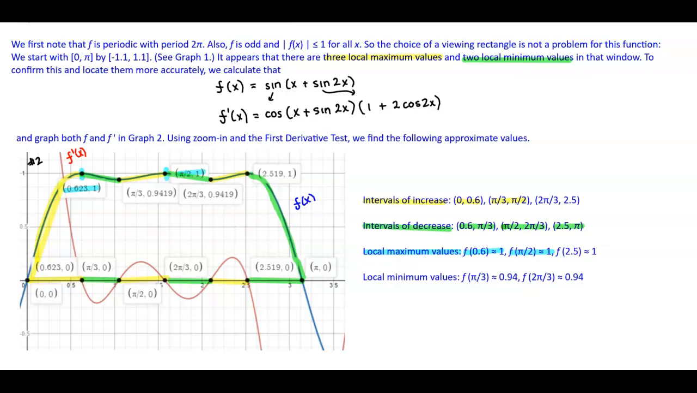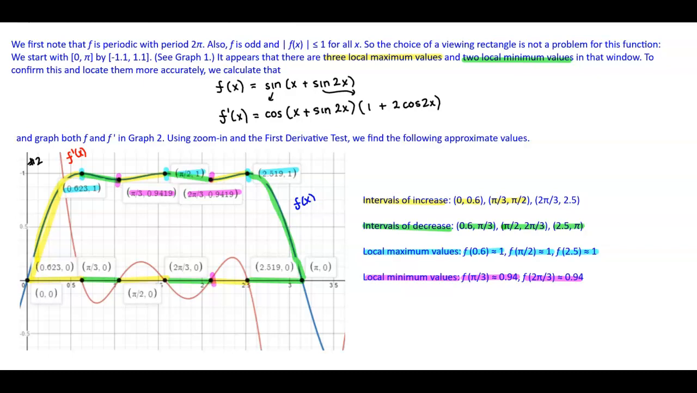And then we also have a local maximum of 2.5 and 1. So there is the other local maximum. And then the local minimum values are located at f of pi over 3, which is 0.94. So again, there is your local maximum. And f of 2 pi over 3 is 0.94.